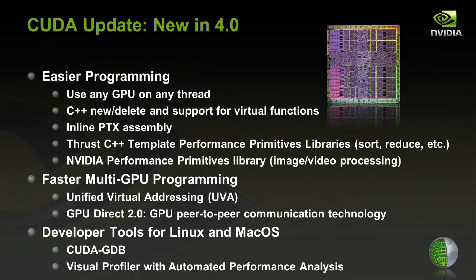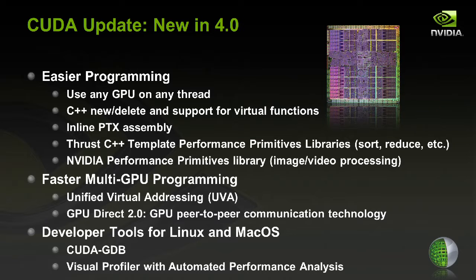A couple of libraries that we put out there. The C++ template performance primitives library has lots of great functions to do sorts and reduces and things like that, as well as the NVIDIA performance primitives library. It's a lot of image processing and video processing.